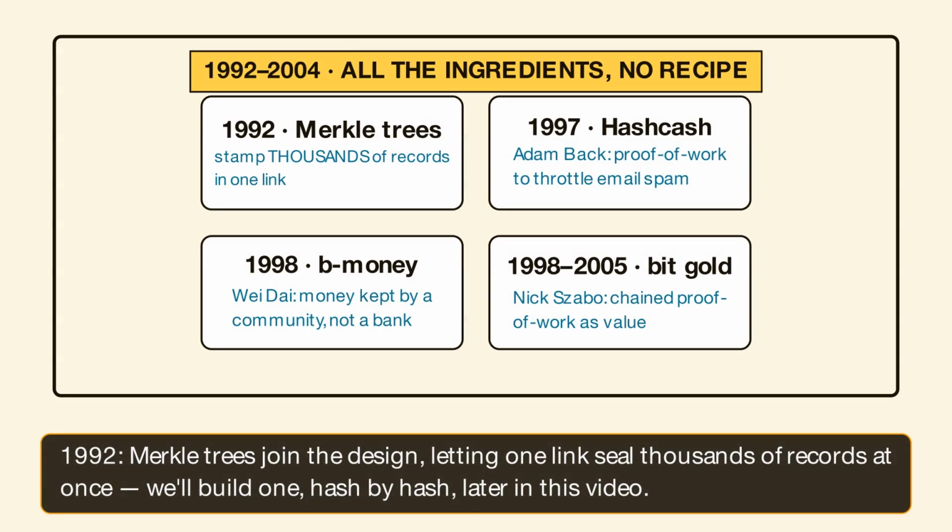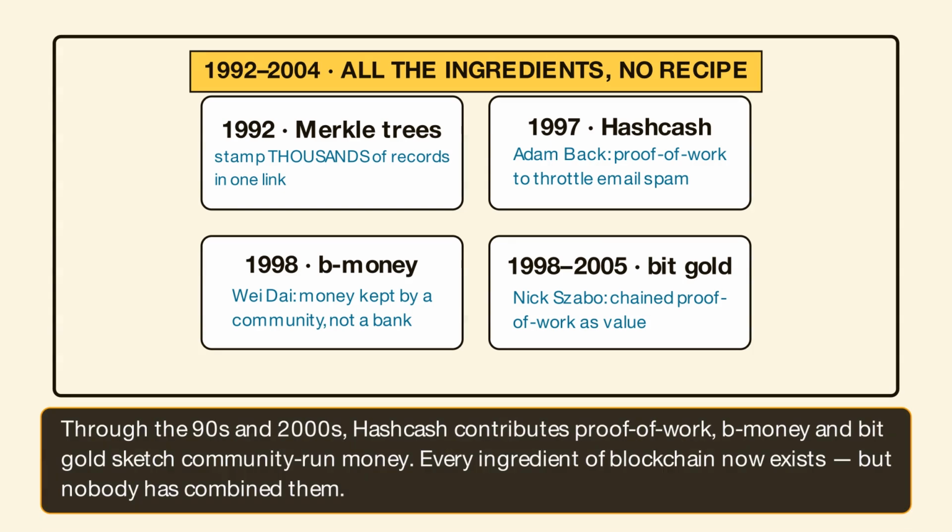1992: Merkle trees join the design, letting one link seal thousands of records at once. We'll build one, hash by hash, later in this video. Through the 90s and 2000s, Hashcash contributes proof of work. B-Money and BitGold sketch community-run money. Every ingredient of blockchain now exists, but nobody has combined them.